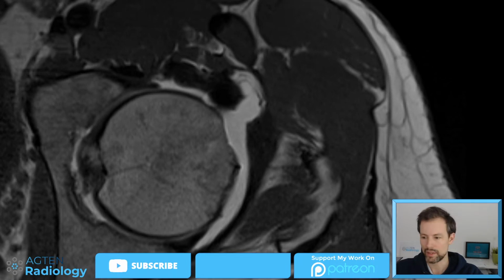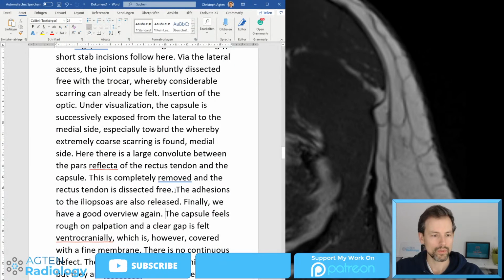Let me see whether they actually reported this on the report. No, they don't specifically talk about it. Oh yeah, they do. So maybe I can quickly show you this. I think it's important. So you can see, where is it? Yeah, the capsule feels rough on palpation and a clear gap is felt ventrocranially, which is covered by a fine membrane.